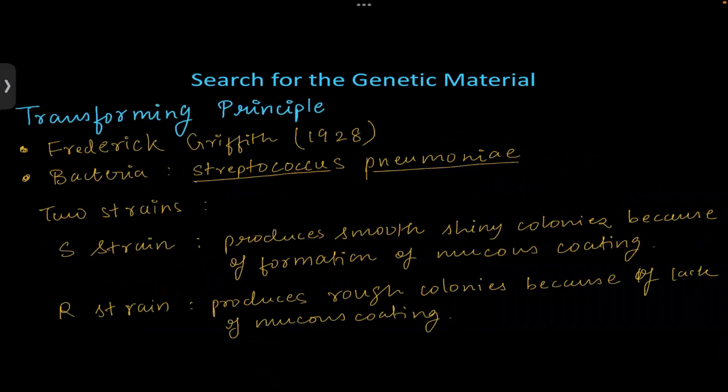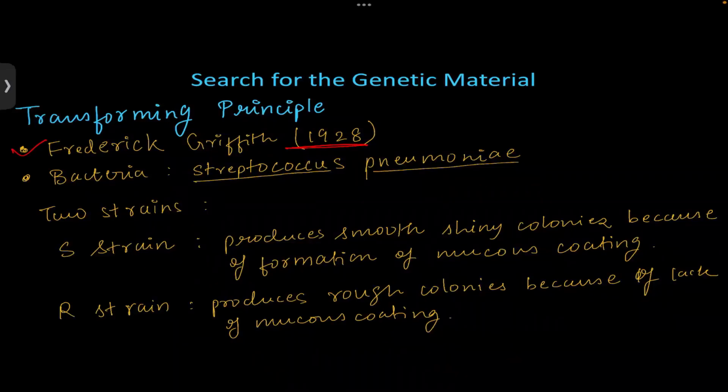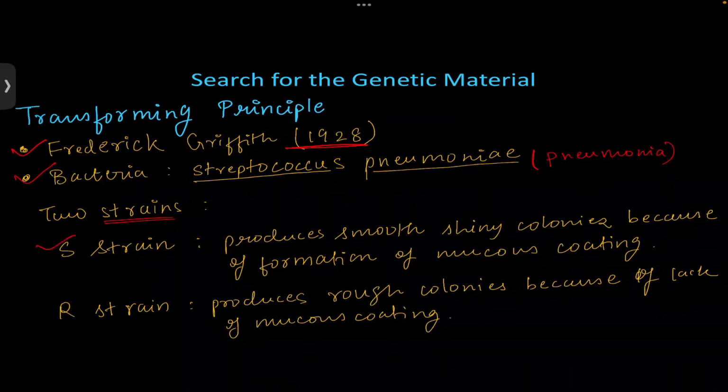Now, how did the search begin? The first work worth mentioning is by Frederick Griffith. He conducted an experiment in 1928 using the bacteria Streptococcus pneumoniae. Now, this bacteria causes pneumonia, which is a disease. This bacteria has two strains that are found in nature. First is the S strain, second is the R strain.